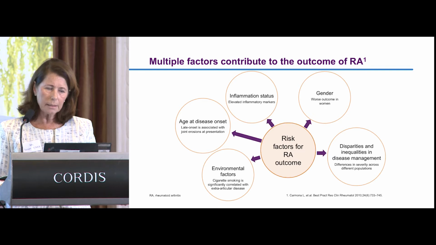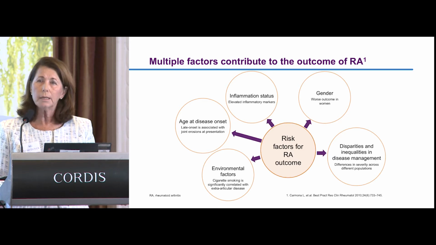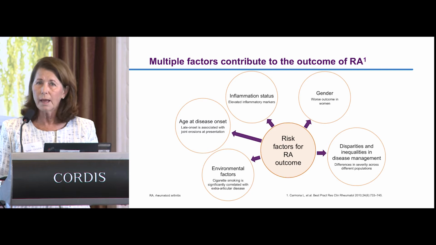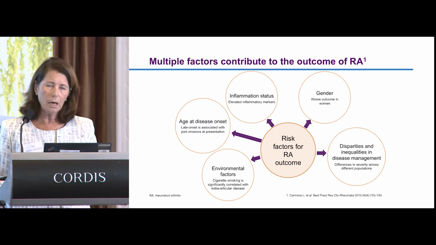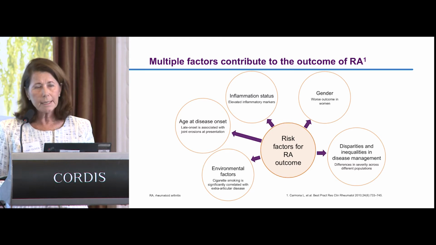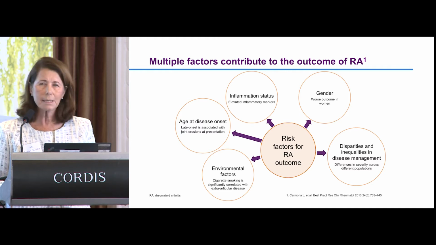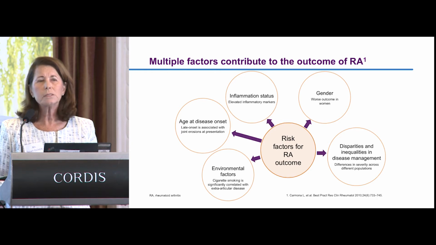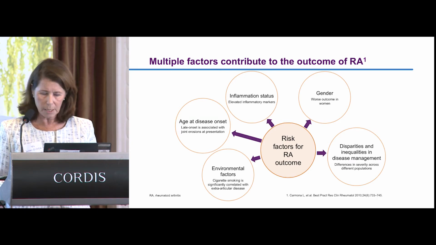And then again, the age that you present with RA will define whether you will have such an aggressive disease or not. Late onset, late presentation is associated with joint erosions at presentation, is associated with a poorer outcome. Inflammation and how high the inflammatory markers are, your gender again, which we've talked about, and environmental factors, and of course disparities and inequalities in disease management. And that's key to what we're talking about today. Some patients are going to do a lot worse because they don't have access to the right healthcare provision and support.